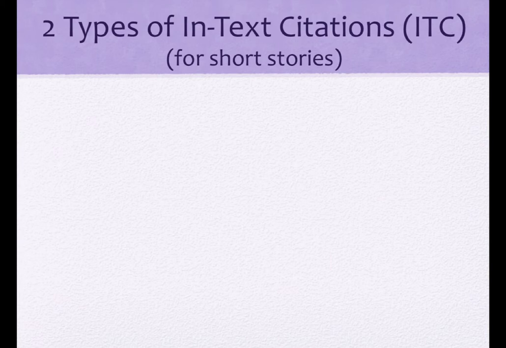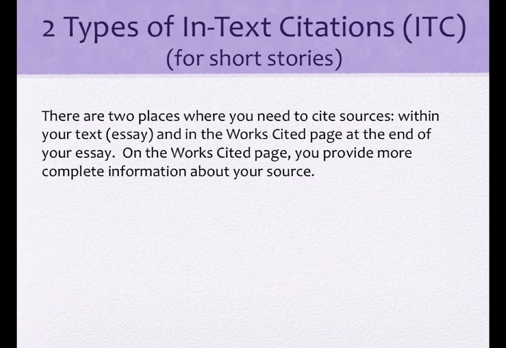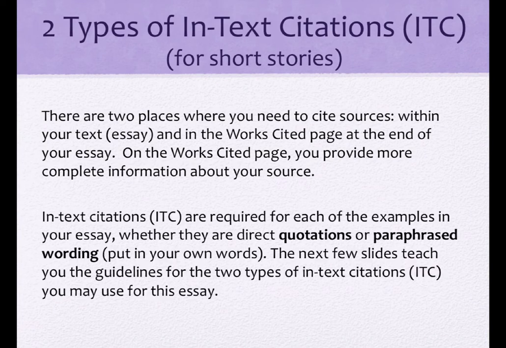For your essay, you will look at two types of in-text citations. There are two places you'll cite your sources: within your text, your essay, and in the Works Cited page at the end of your essay. On the Works Cited page, you provide more complete information about your source. In-text citations are required for each of the examples in your essay, whether they're direct quotations or paraphrased wording, information you took from the story but put in your own words.